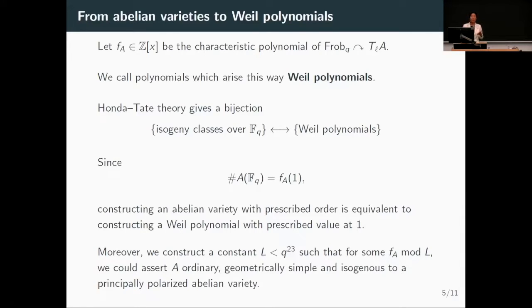And also there are many arithmetic invariants of the abelian variety that can be read off from this characteristic polynomial. For example, one we care about is the number of F_q points. The order of A is simply given by evaluating the characteristic polynomial at 1. So this means that if I want to show you the existence of an abelian variety with a certain number of points, it's the same as giving you a polynomial, proving to you it's a Weil polynomial, and when I evaluate it at 1, it gives me that number.